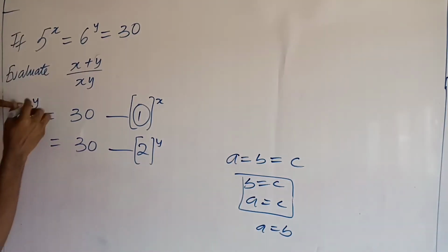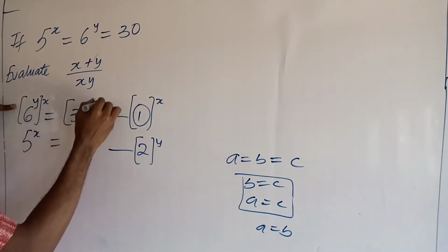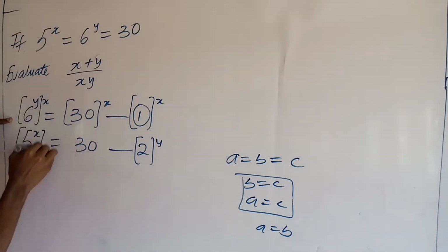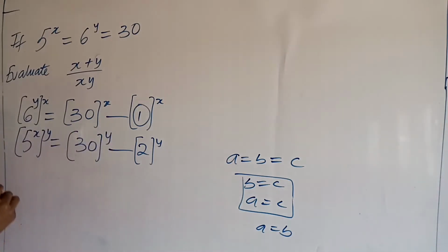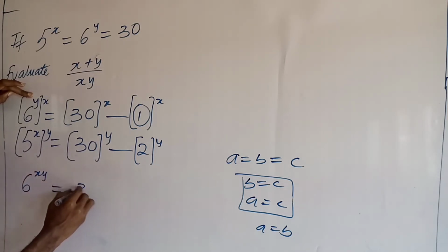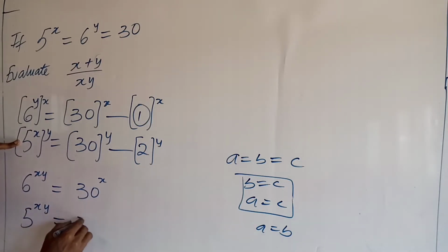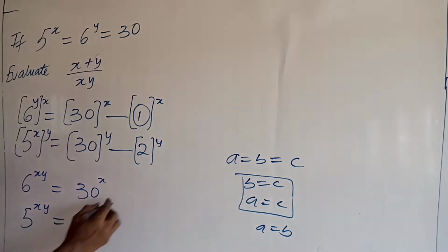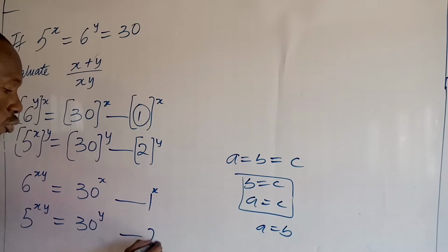So if I take the power of x here, I'll have all these guys to the power x, and here all these guys to the power y. So therefore this becomes 6 to the power xy is equal to 30 to the power x. Therefore here I have 5 to the power xy is equal to 30 to the power y. So this is equation 1x and this is equation 2y.